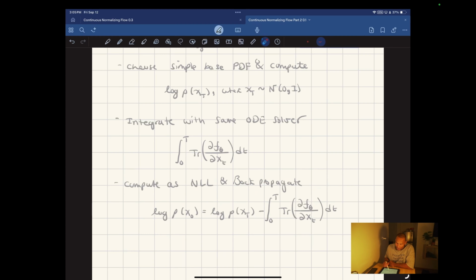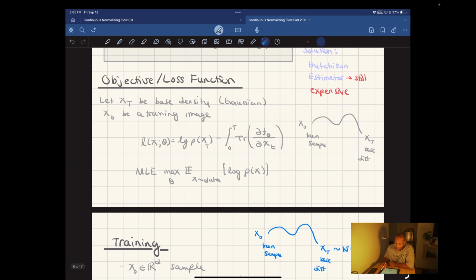So yeah, you compute this likelihood and then you backpropagate. And that's continuous normalizing flow. There you have it.